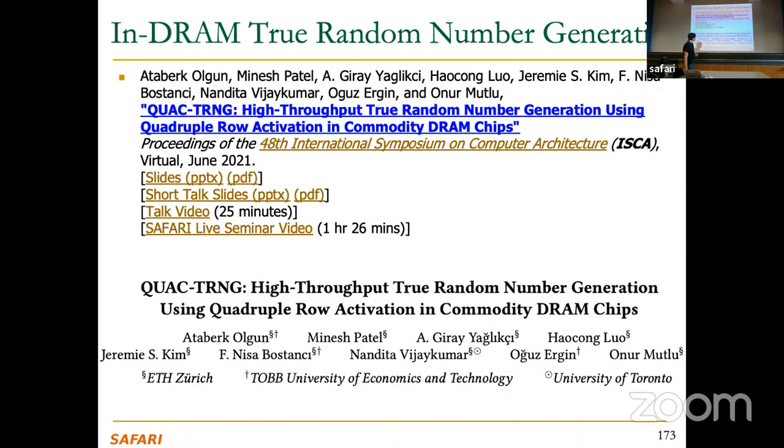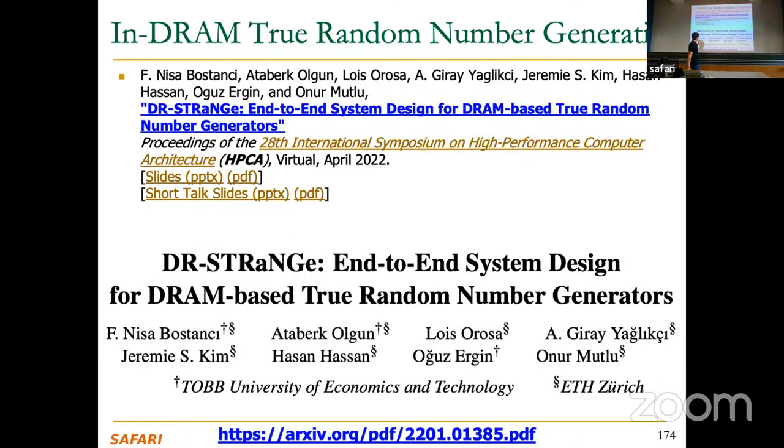Another way was proposed more recently, the QUAC-TRNG. I think I mentioned this in a previous class. It's somehow based on the idea of Ambit as well, but instead of activating three rows for a majority function, you activate four rows. Now there is no clear majority, and that's why the result will be a random number. It will be a random bit. And this work takes advantage of this idea of activating four rows at the same time. And this is an end-to-end system design that makes use of these true random number generators.